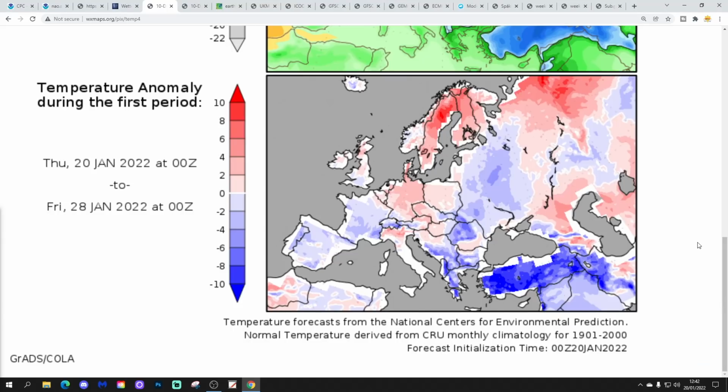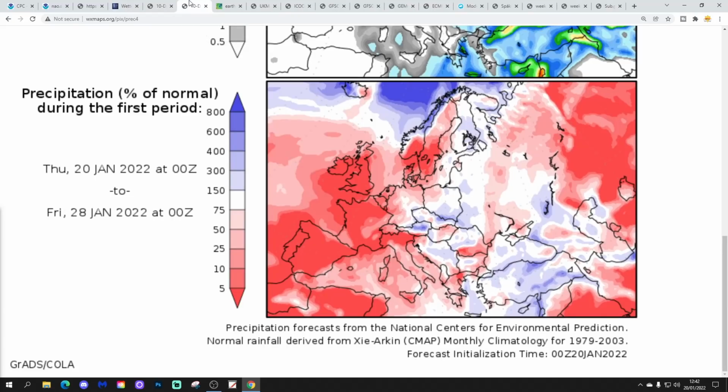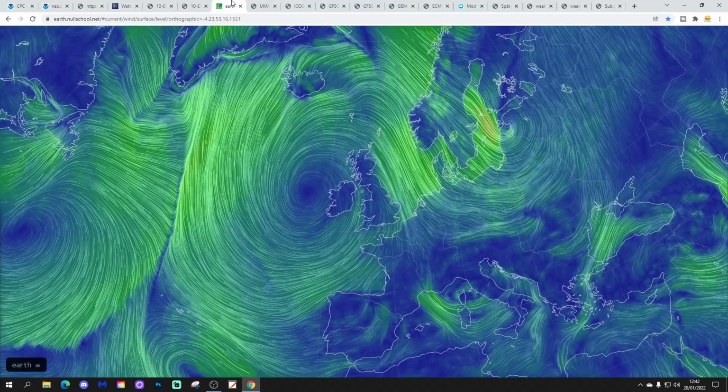And in the south, it's going to be a little bit cooler than average just because of overnight frost. I would expect, even in the south, these temperature anomalies will warm over the next few days. So, precipitation anomalies from the 20th to 28th of January are going to be drier than normal.